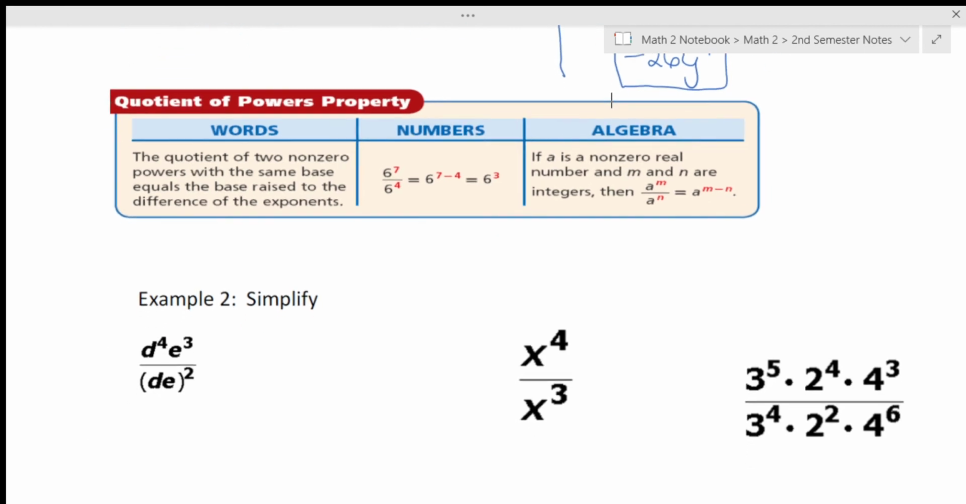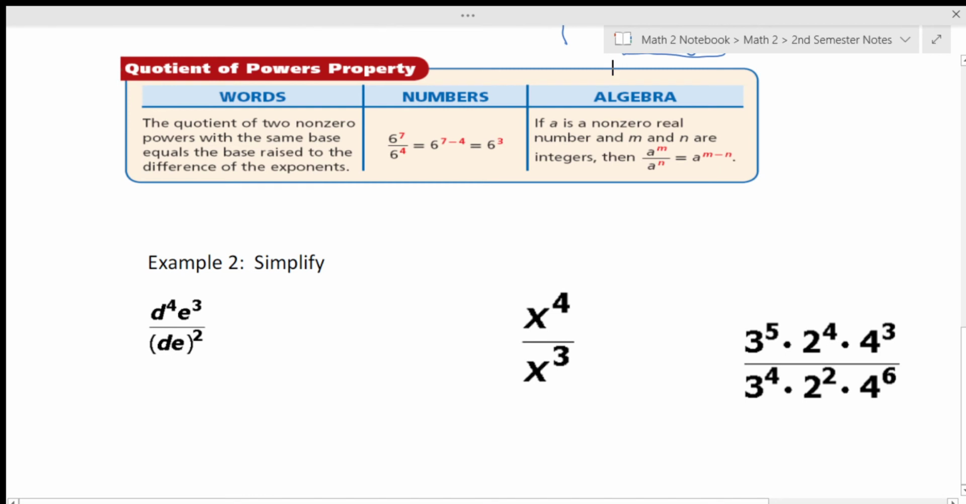So on our first one, we can see here, right, the example is 6 to the 7th over 6 to the 4th, which gives us 6 to the 7 minus 4, which simplifies to 6 to the 3rd. So we're going to look at this first problem here. We need to simplify our bottom piece. The 2 exponent outside means the e is going to get squared and the d is going to get squared.